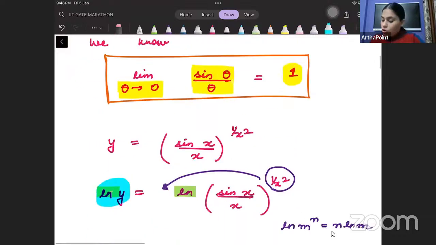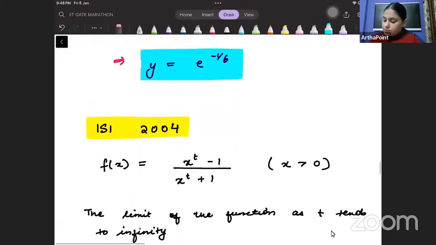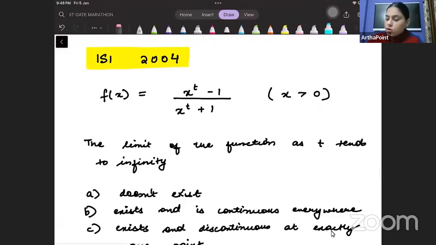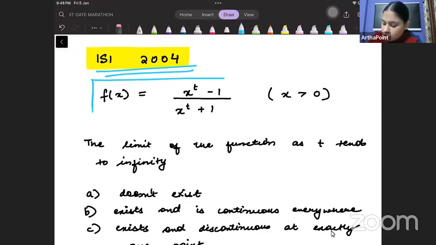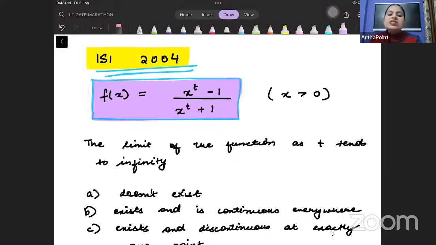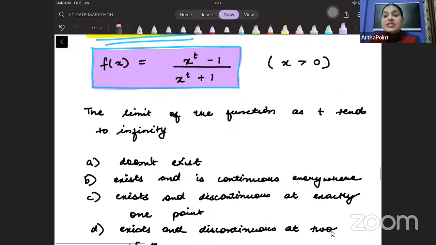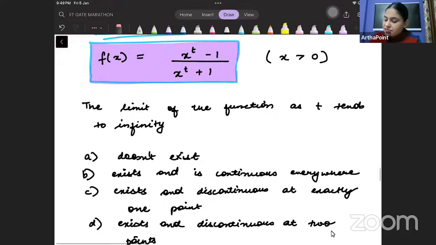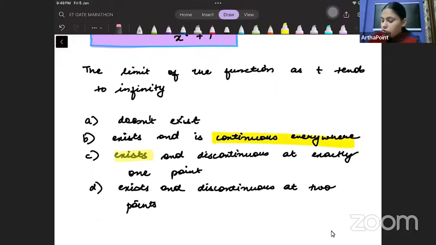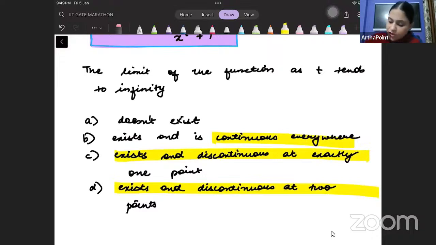Okay, beta. Okay, come to the next question now. ISI 2004, another important question. Look carefully. You are given a function of this format. You are given x to the power t minus 1 upon x to the power t plus 1. This is the function that is given to you, right? And it is asking you whether this function is continuous or not, or is it discontinuous. This is what the question is asking.